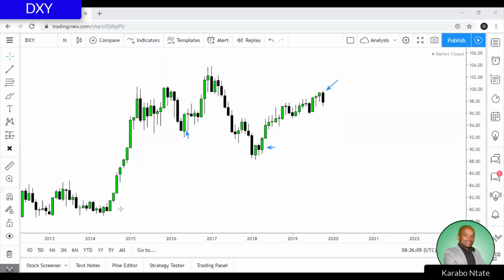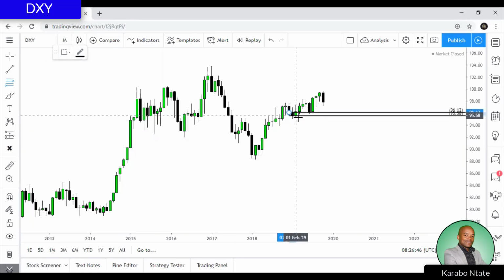We also have this one over here. Price rallied. We currently have this demand zone. This is the one which I have also marked on the daily.